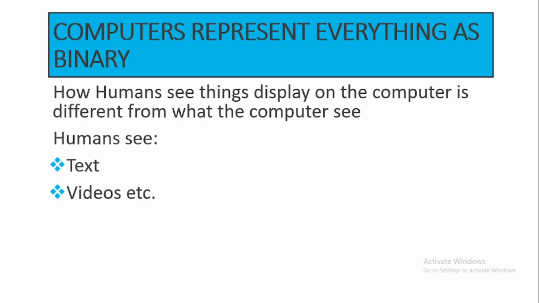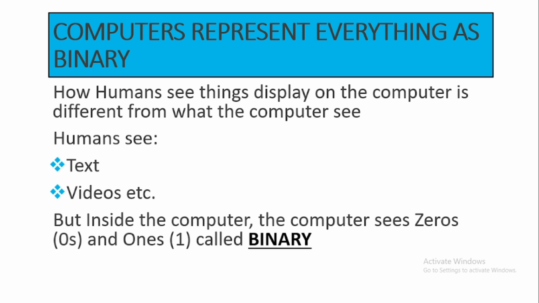Computers represent everything that we see on the computer as zeros and ones. These zeros and ones are what we know as what? Binary. So as we see text, videos, and music files, the computer is seeing zeros and ones. That is binary.